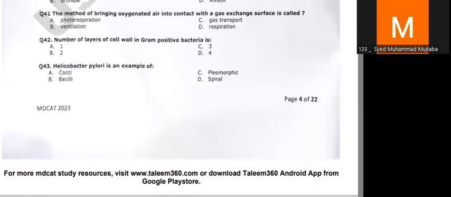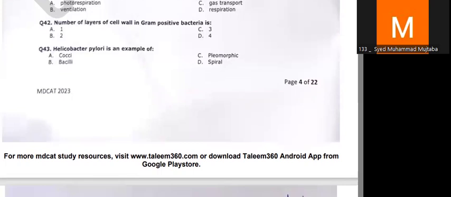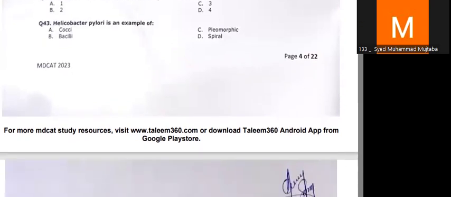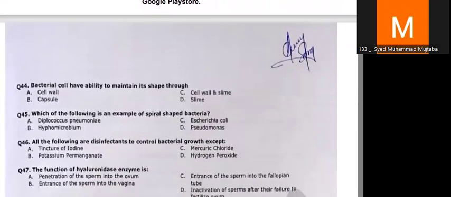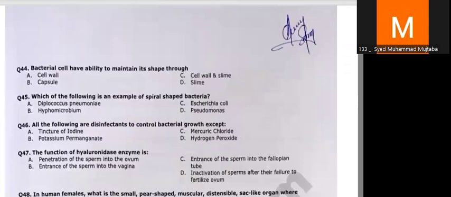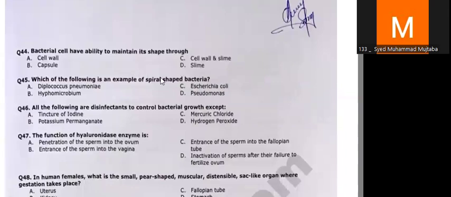Now, H. pylori is an example of a pleomorphic bacteria, and pleomorphic bacteria is the type of bacteria which can exist in multiple life forms or in multiple states at the same time. In question number 44, the correct answer is A because bacteria have a cell wall, as we discussed previously, and gram-positive bacteria have only one cell wall. Now the spiral-shaped bacteria out of the four options is B. You just have to remember that.